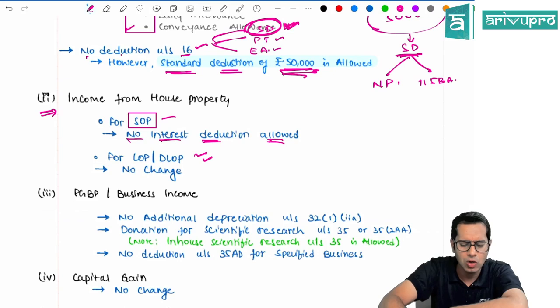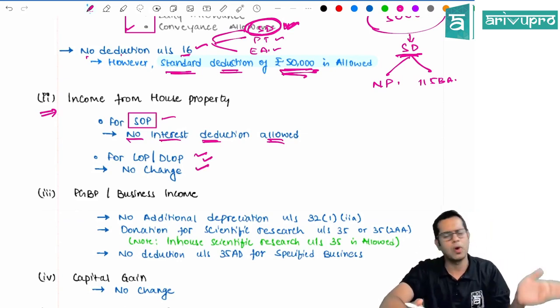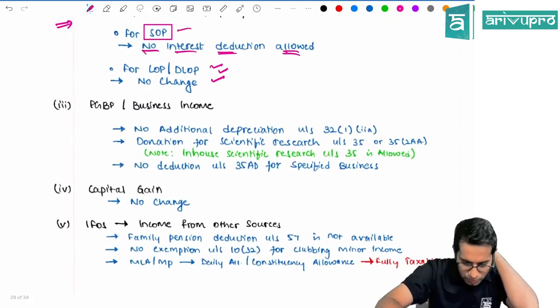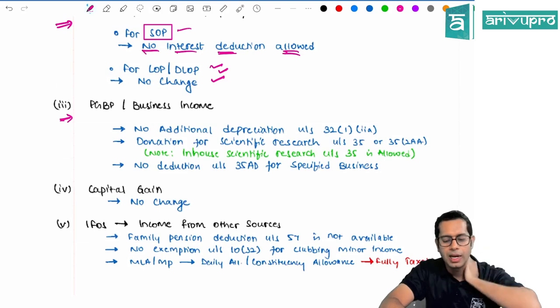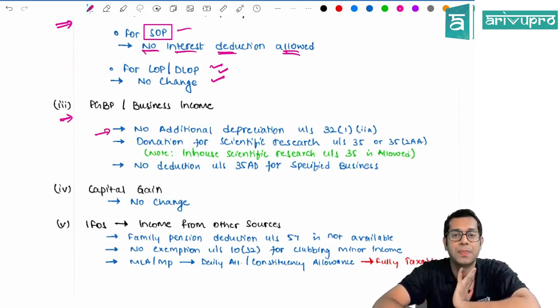However, in case of let out property or deemed to be let out property, there is no change. Whatever you were doing for normal provision, same thing is equally applicable to you. Then under PGBP also they have taken some benefit. Yes, you will not get any additional depreciation benefit.